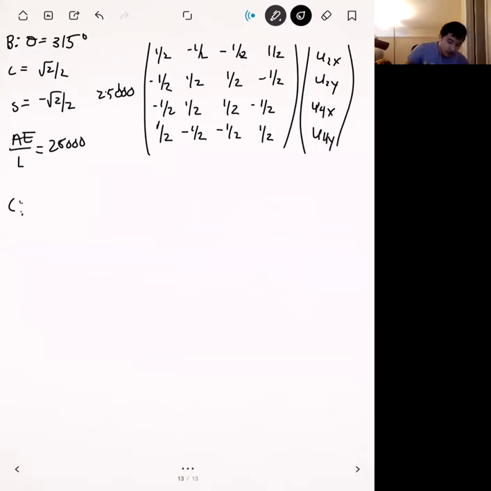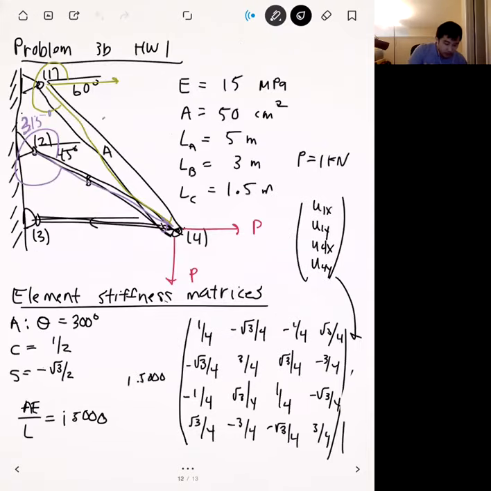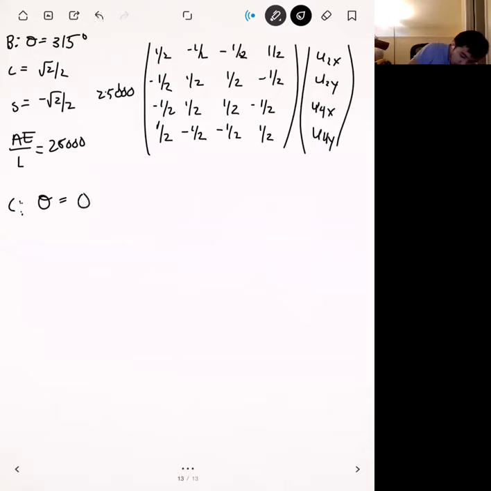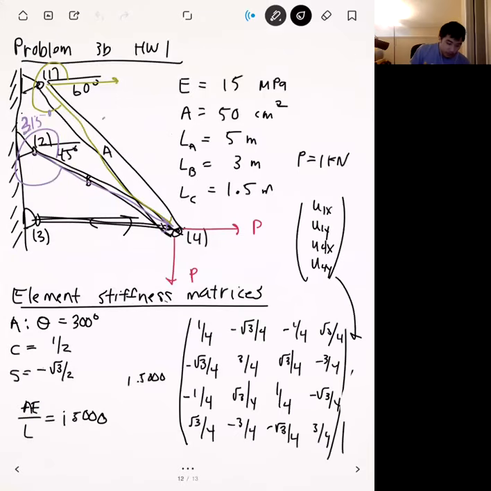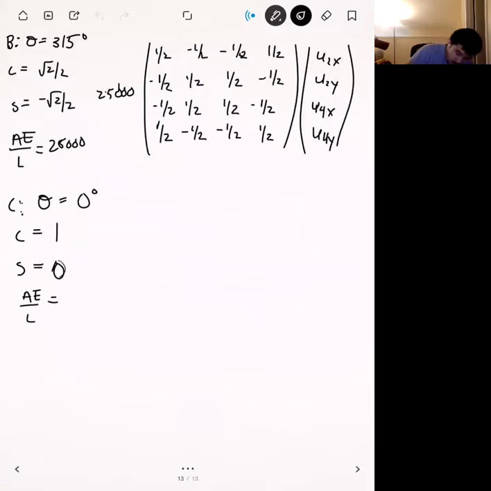And so finally, let's do element C. The angle here is pretty simple because we're just going to go from 3 to 4, and you can see that already aligns with the x-axis. And so this theta here is just going to be 0 degrees. Cosine of 0 is, of course, 1, and sine of 0 is 0. Then let's do AE over L. AE over L is going to be 50 E minus 4 times 15 E6. That's 75,000 divided by the length. We divide by 1.5, and what we get for this is 50,000.